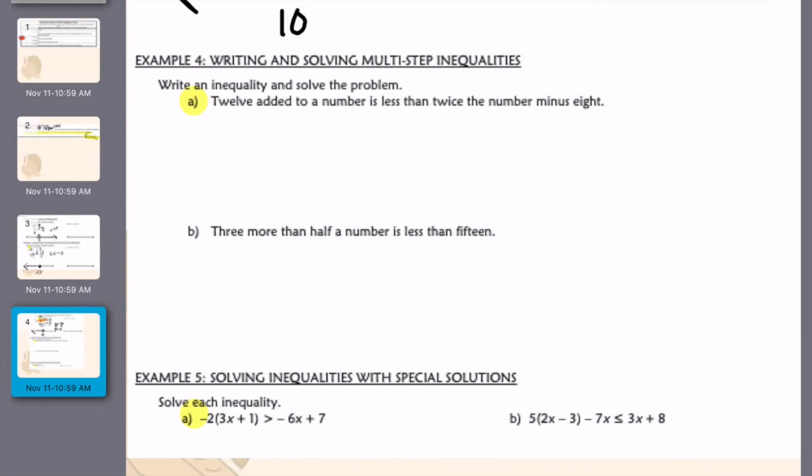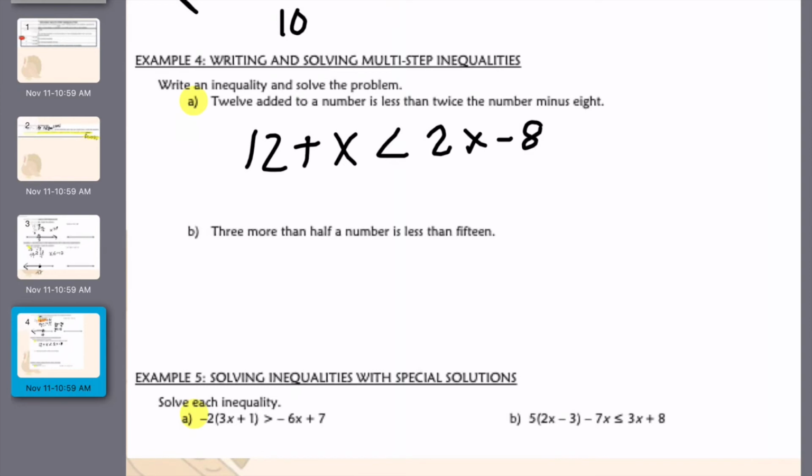Write the inequality and solve the problem. 12 added to a number. I don't know what my number is. So whenever I don't know what that is, I can represent that with a variable. Is less than twice the number, minus 8. So 12 plus x is less than 2 times x minus 8.